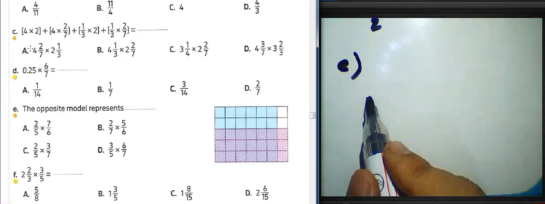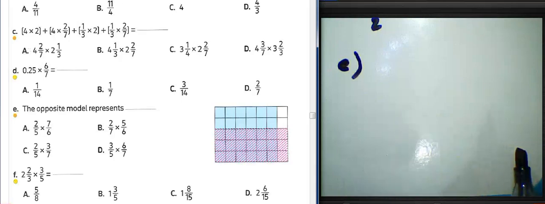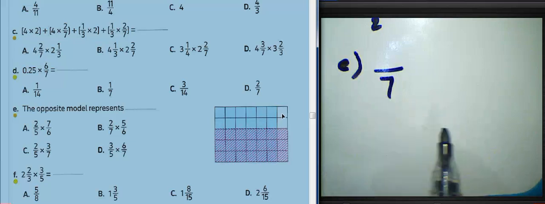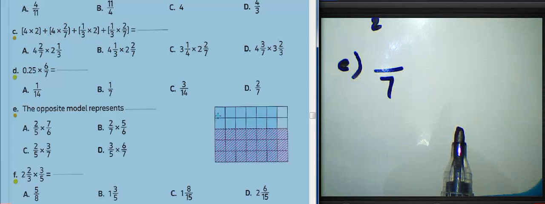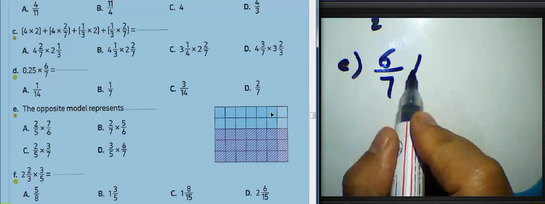Question letter E. The opposite model represents space. Look with me at this model. We have how many vertical? 1, 2, 3, 4, 5, 6, 7. Right, 7 in the denominator. We colored here. He colored 1, 2, 3, 4, 5, 6. So we must write 6 over 7.